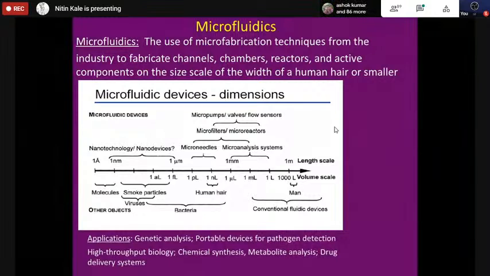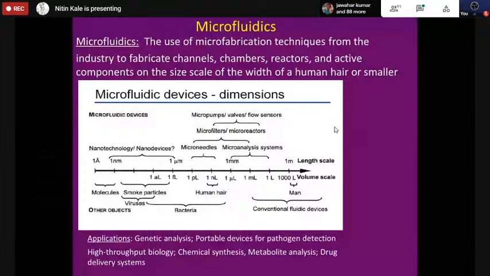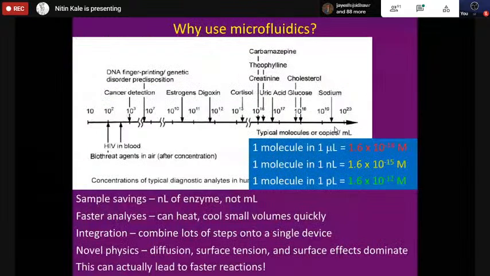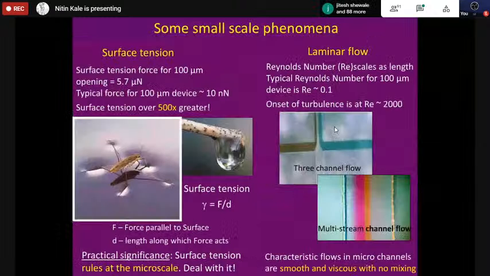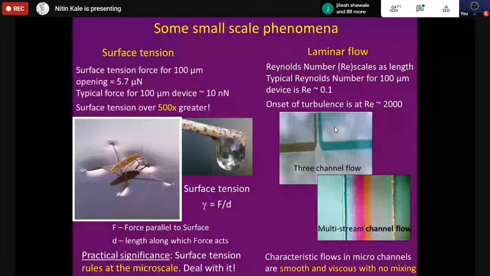Yeah, so for microfluidic devices, the most popular applications that are in the pipeline are in the bio area. The idea is to use small sample size, as we had discussed in the past. Some small scale phenomena: you have seen insects walking on water, surface tension. You have seen droplets of liquid, of rain, for example, again surface tension. And you have seen, in fact, you can see this actually.